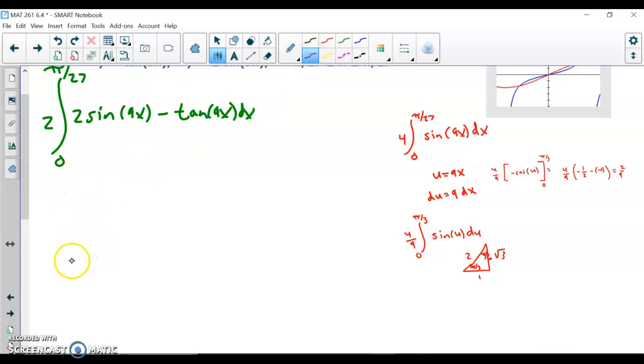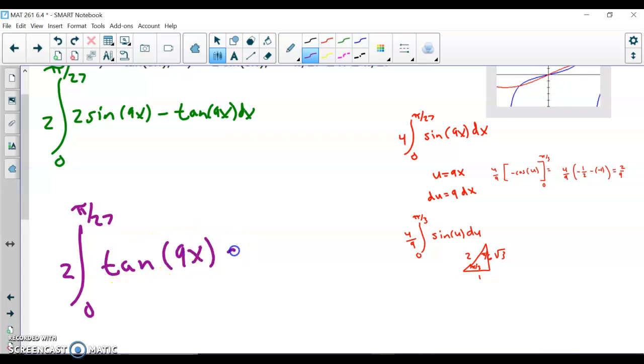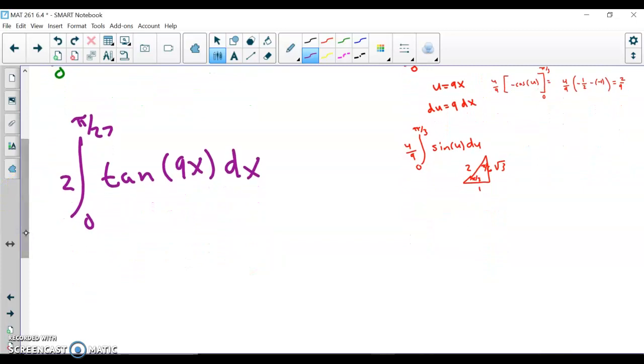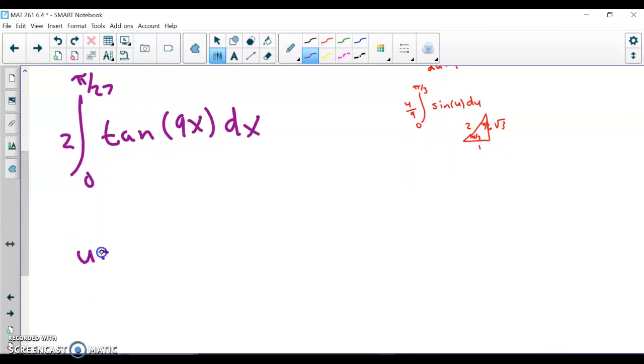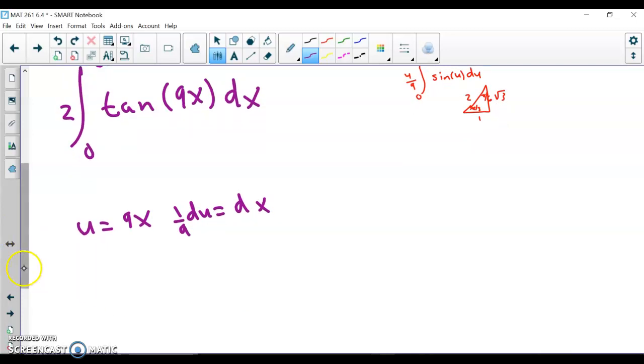So, 2 from 0 to pi over 27. And then let's figure out, remember, we're going to end up subtracting it. Let's just do the tan 9x dx. Okay, so another u substitution, right? u is going to be 9x, which makes du equal to 9 dx, or I can say that 1/9 du is dx. And then we can call this tangent u.